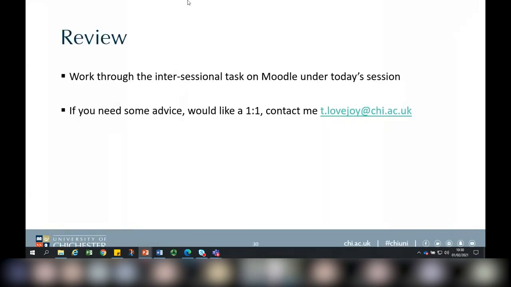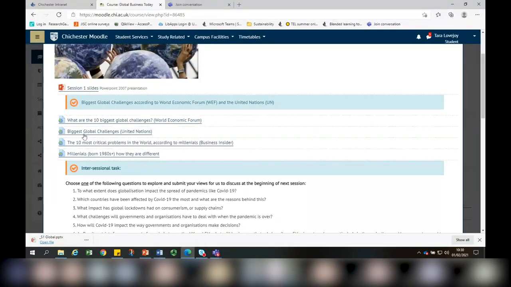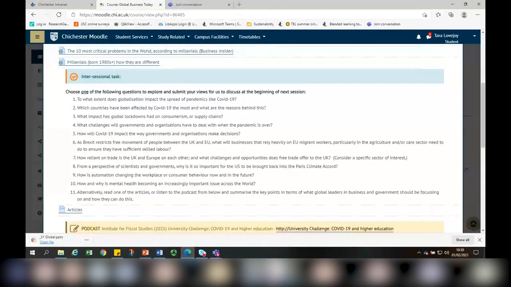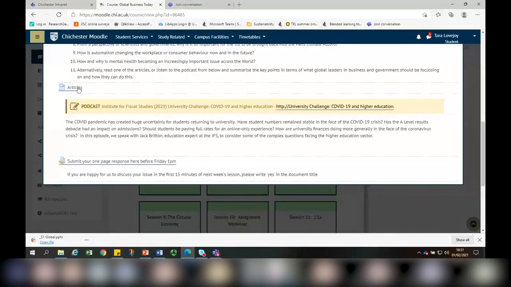What I'd like you to do between now and next week is work through the intersessional task on Moodle. If you have a little look on Moodle, I've popped the intersessional task on here. It will always be on Moodle, okay? And you've got a choice. I've given you a whole series of questions to choose from, just to start the mental juices going. Just choose one of those topics, or if you don't like that topic, I've popped in some articles in here for you to have a read as an alternative.